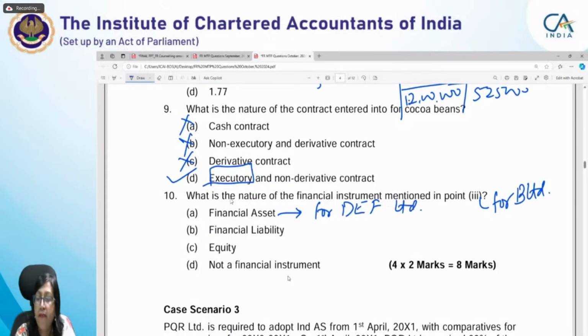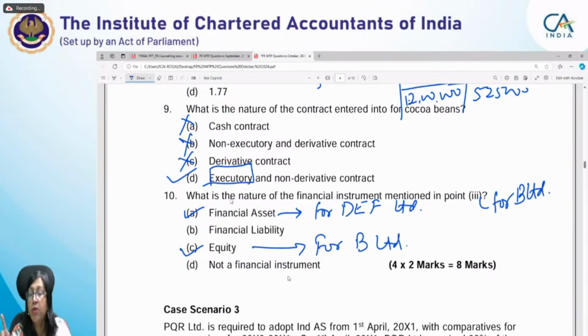It will be a financial asset. It will be equity for B Limited. Okay, so you have to take care. It is DF Limited. For DF Limited, it's a financial asset. For equity, it is B Limited. In the question part, it is missing. Please add for B Limited, and the answer is equity. If it is for DF Limited, it would mention your answer will be financial asset.